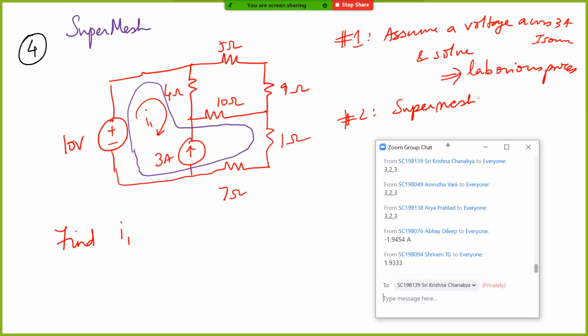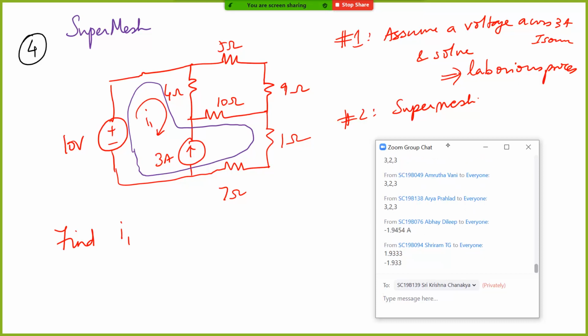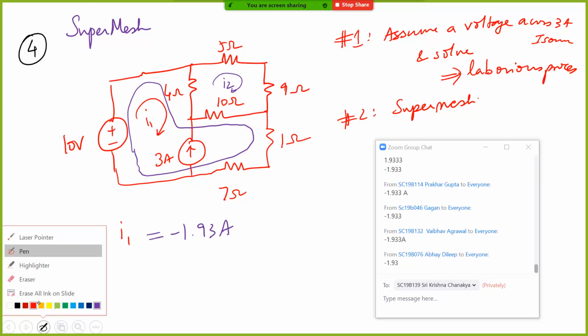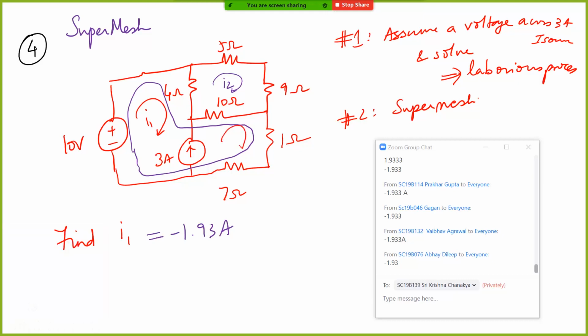Okay, the answer is around minus 1.93 ampere. So you take this mesh equation and then you take this mesh equation, and let's say this is I2. What is flowing here is I3, and then you say that I1 minus I3 is basically minus 3 amp.